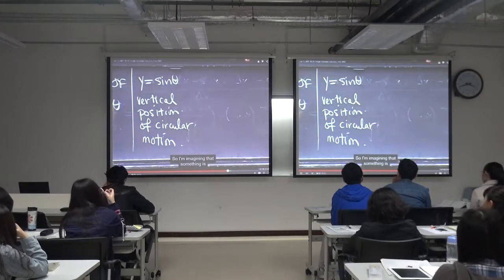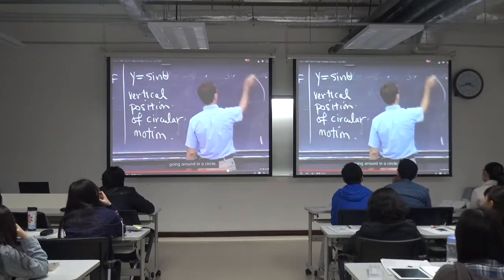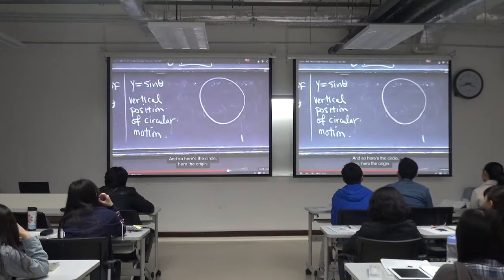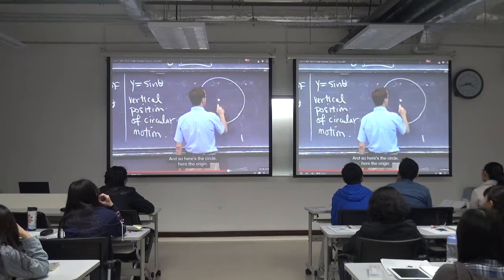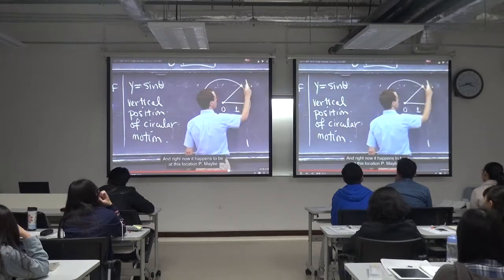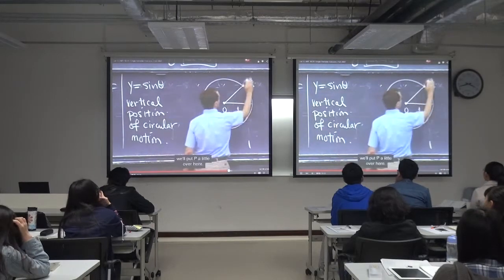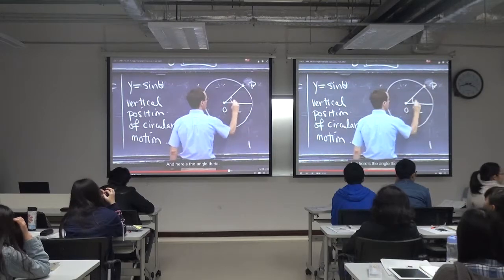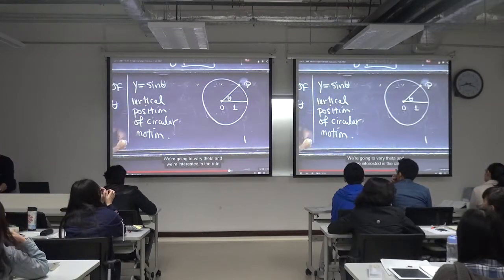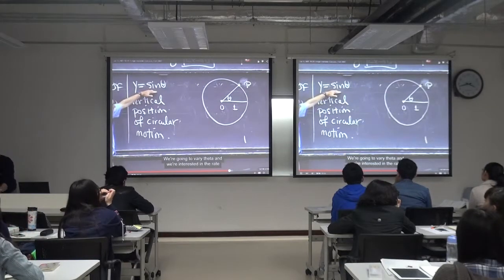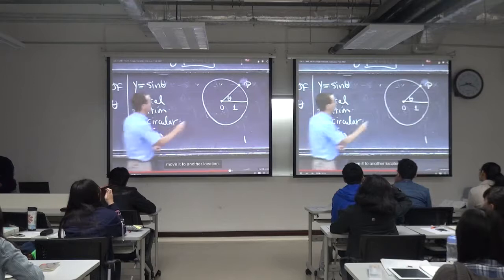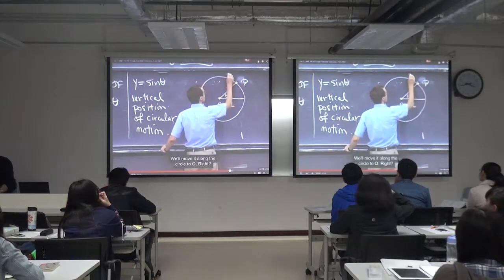So I'm imagining that something is going around in a circle, some particle going around in a circle. And so here's the circle, here's the origin, this is the unit distance, and right now it happens to be at this location P. And here's the angle theta. All right, and now we're going to move it. We're going to vary theta. And we're interested in the rate of change of y. So y is the height of P. So we're going to move it to another location. We'll move it along the circle to Q.